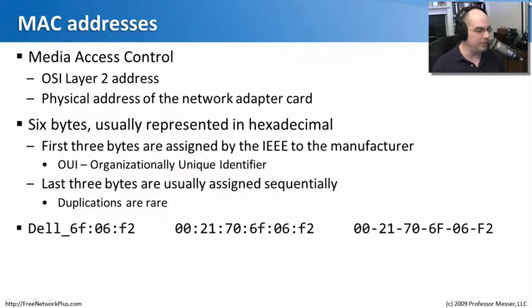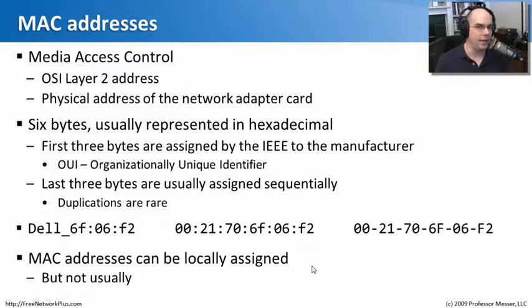Here are some representations of exactly the same MAC address. You see them written different ways depending on the environment that you're in. There's this Dell and then 6F06F2. There's this 002170 6F06F2. And then 002170 6F06F2 separated with dashes rather than colons. Notice that here is the Dell. 002170 is the organizationally unique identifier for Dell. So sometimes the application you're using just abbreviates for you and puts Dell right there and says this is a Dell card that has the address 6F06F2. Very simple to follow.